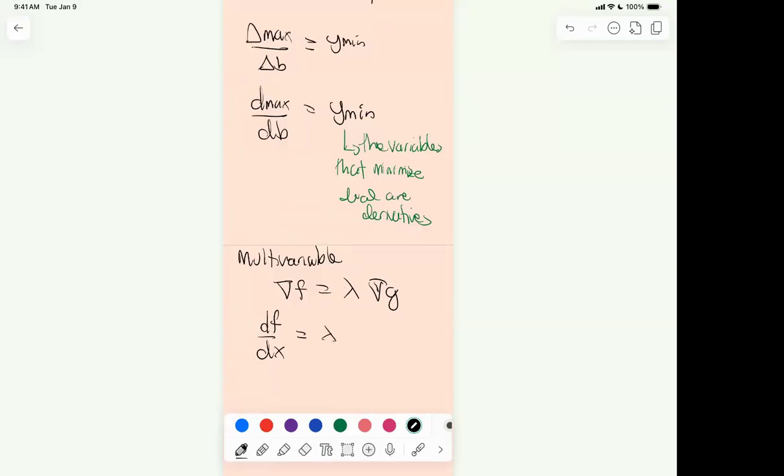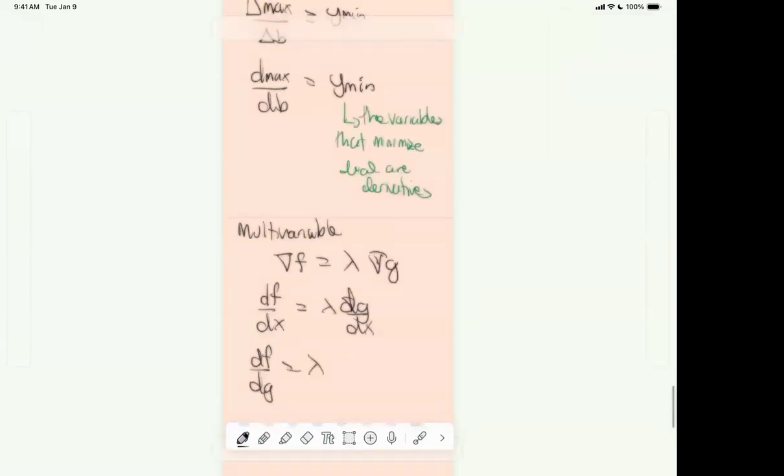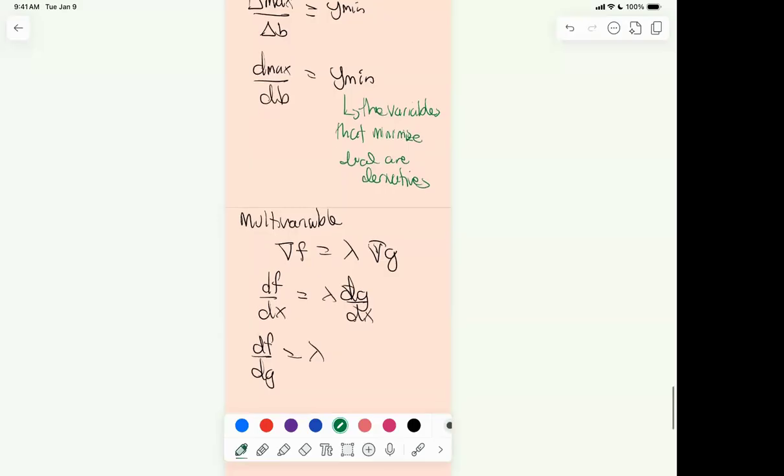And then lambda times the derivative of g with respect to x. And if you cancel the dx's, you get the derivative of f with respect to g would be lambda. This is essentially the same structure, the same format as this one, if you think of f as the maximum function and g as a constraint, which you get when you equate to b.